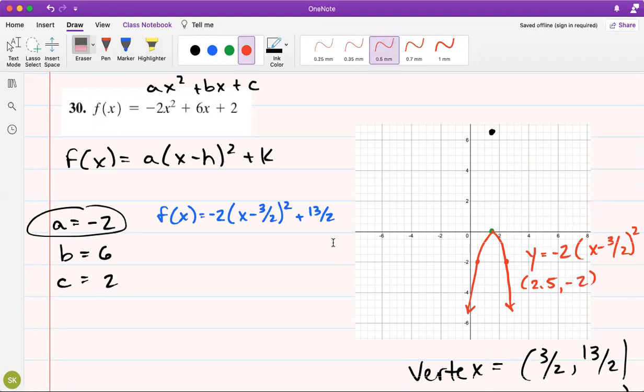And the last step, so this graph is almost what I want. I just need to move up 13 over 2. And if I move up 13 over 2, I go right here, right where I want it to be, which is the vertex I had. And then this point needs to go up 13 over 2. So let's see, we move up 6.5.